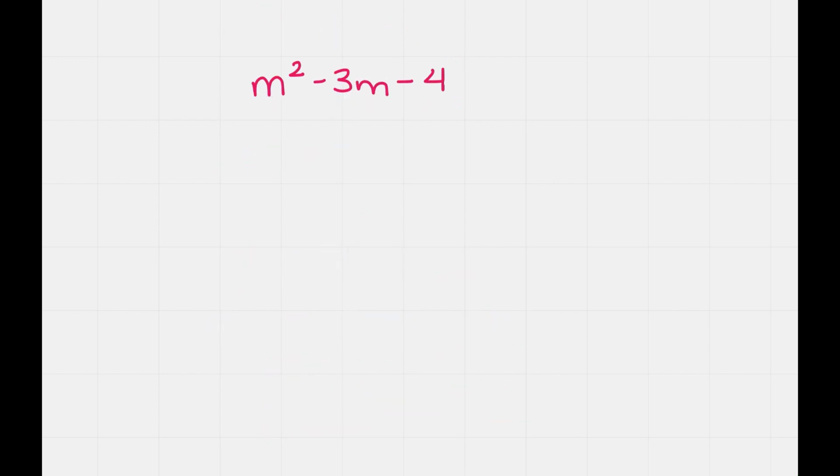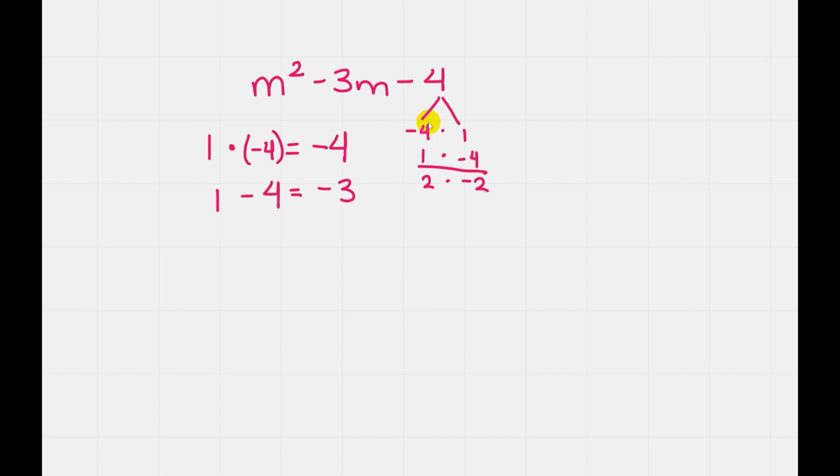Here is another quadratic expression that we're going to do. However, this one has a few negatives, so m squared minus 3m minus 4. Our first step is to find our special set of numbers that multiplies to negative 4 and adds up to negative 3. So some factors of negative 4 are negative 4 and positive 1, positive 4 and negative 1, and negative 2 times positive 2. So our special numbers are negative 4 and positive 1 because those two numbers add up to negative 3. So positive 1 times negative 4 is equal to negative 4, and 1 minus 4, or 1 plus negative 4, is equal to negative 3.